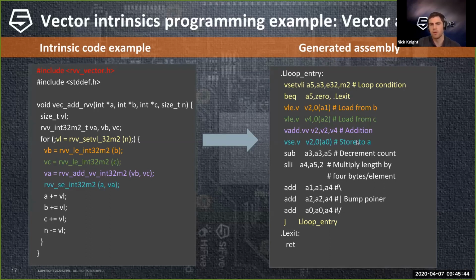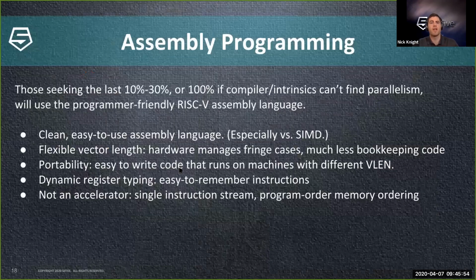The compiler should be able to do this for you, but here's an example where you might want to take control yourself. This is using LMUL = 2. You might notice you could crank it up higher in this example. And of course, those seeking the last 10 to 30% are going to use RISC-V assembly. My point here is just that it's a very clean, easy to use assembly language, especially for those of us who've spent time on SIMD. The flexible vector length manages fringe cases, so it's much less bookkeeping code, and it's portable. And again, it's not an accelerator. This is a single instruction stream.